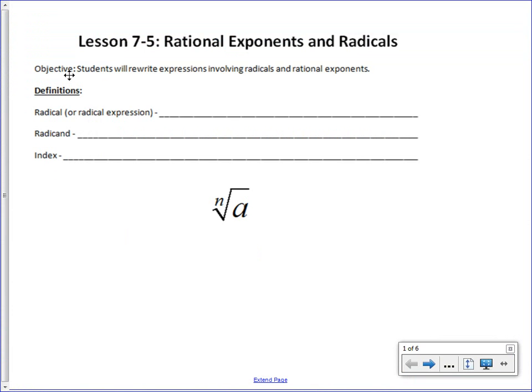This is Mrs. Doris with Lesson 7-5 entitled Rational Exponents and Radicals. Our objective in this lesson is that you will be able to rewrite expressions involving radicals and rational exponents. We're going to begin with a few definitions.